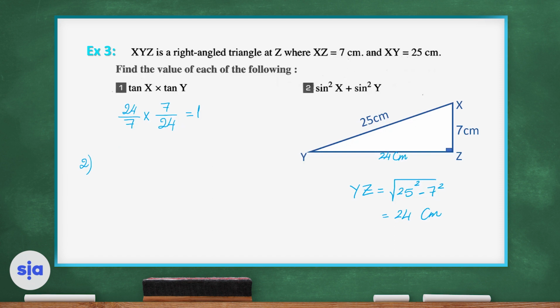Let's now answer question 2. Question 2 wants you to find sine squared X plus sine squared Y. Sine X is the opposite over the hypotenuse, so it's 24 over 25 all squared, plus sine Y equals 7 over 25, and then it's sine squared Y, so it's 7 over 25 squared. If you do your calculations, the answer will be 1.